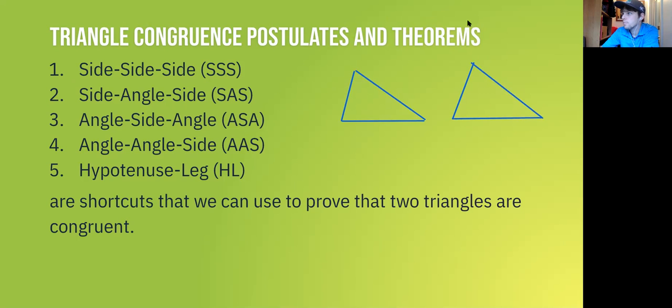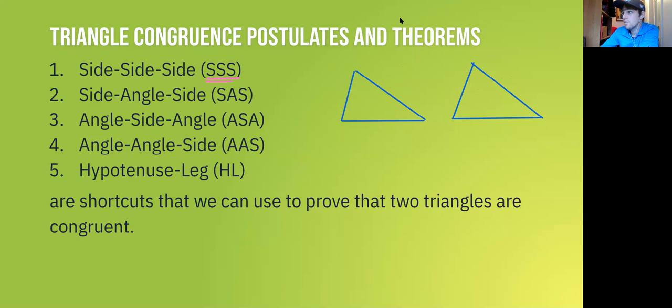All right, so now for side, side, side, something that people get confused about here is they think, oh yeah, side, side, side just means I have 3 congruent sides. There we go. This side is congruent to this side, is congruent to this side. That's side, side, side. That's not what it means.